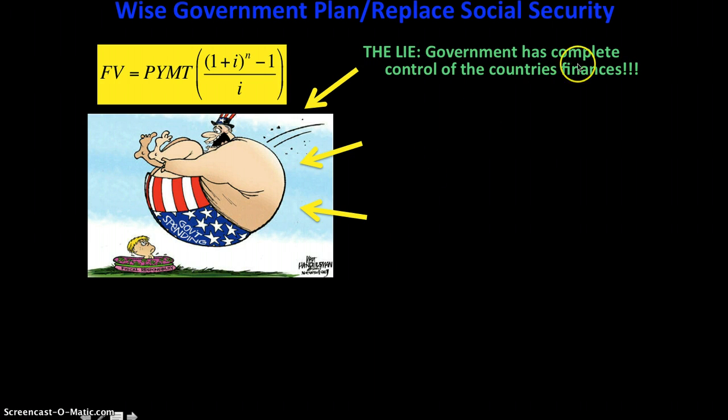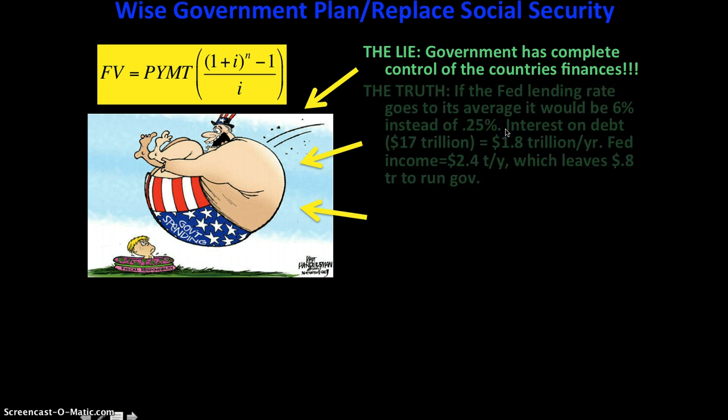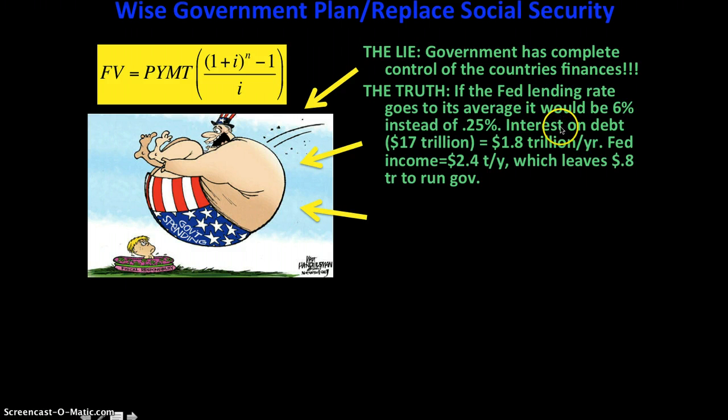Here's the lie. The government has complete control of the country's finances. I'm not an alarmist, but I'm a realist here. Here's the truth. If the Fed lending rate goes to its average over time, it would be at 6%. Now it's low. I'll say 0.25%, might be slightly higher than that. The interest, if it goes to 6%, every year on the federal debt would be $1.8 trillion per year. Our entire federal government has no more income than 2.4 trillion.